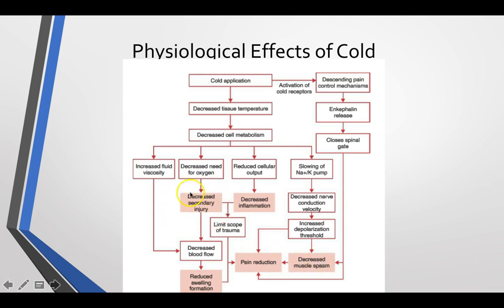And so we decrease that secondary injury, right? If we decrease the need for oxygen, that's a huge part of our inflammatory response treatments. Decreased cellular output also decreases inflammation. That limits the total scope of our trauma, which would also help reduce our swelling formation. The same with the viscosity will help decrease blood flow and reduce our swelling formation. All of that ends up leading to pain reduction.